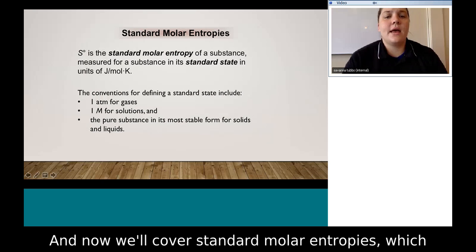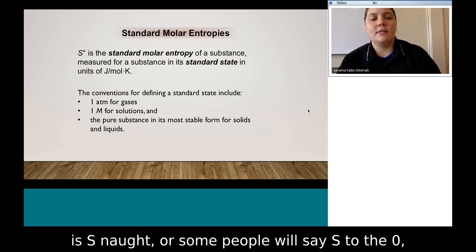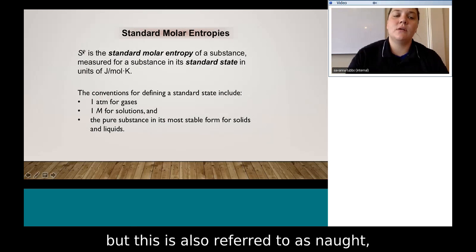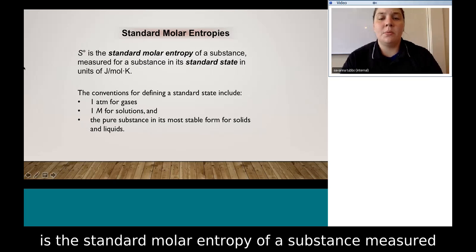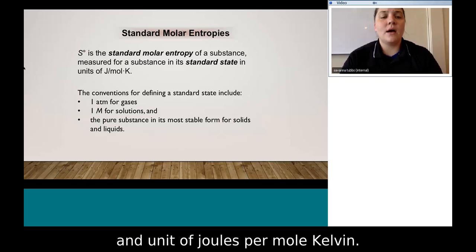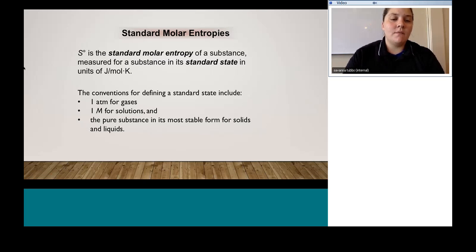And now we'll cover standard molar entropies, which is S naught, or some people will say S to the 0, but this is also referred to as naught. It is the standard molar entropy of a substance, measured for a substance in its standard state, in units of joules per mole Kelvin.